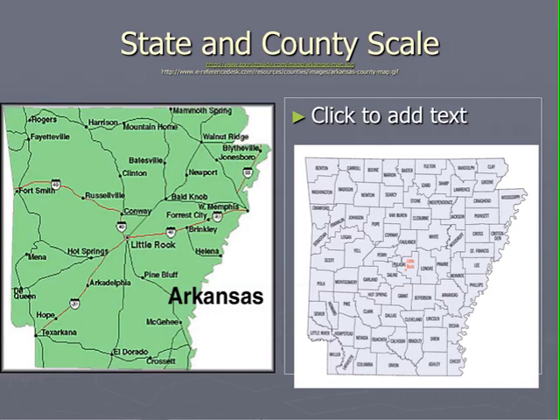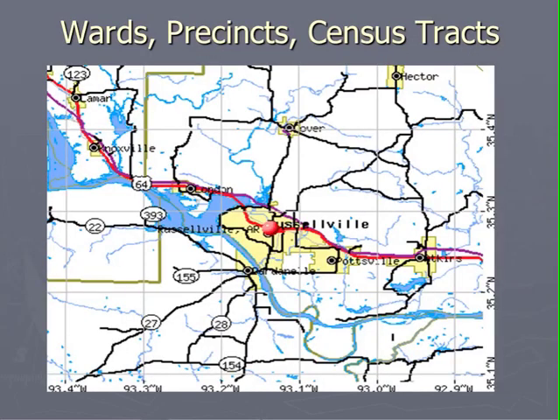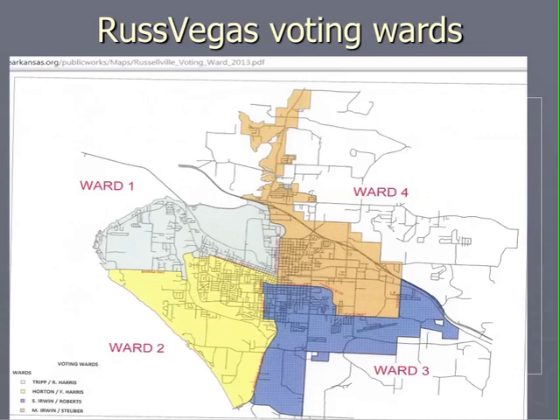And we're going to decide which type of regions these are here in just a moment out of the big three. Moving down even to a smaller scale here, we have wards, precincts, and census tracts. So wards would be your voting areas, which are much, much smaller than the county as a whole, and of course much, much smaller than the state or the country. Here's the voting wards in Russellville, Arkansas. So again, a pretty small city to begin with, and there are 4 voting wards just within that. Each one of these wards would be defined as a region.